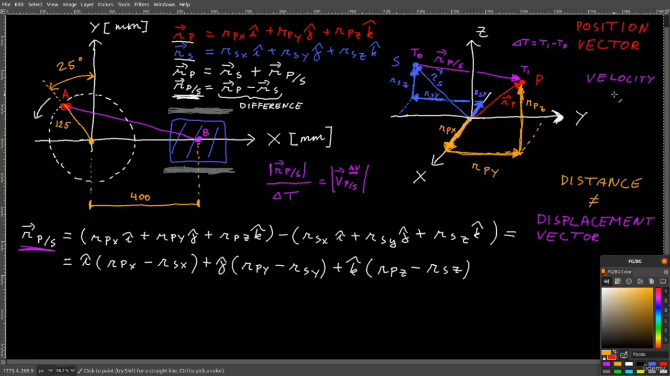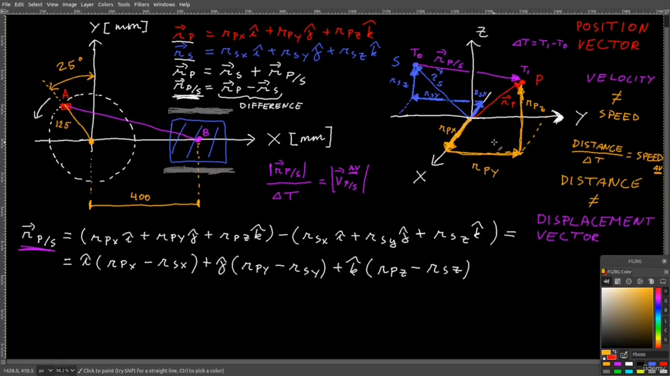But remember, velocity does not equal speed. Speed is a scalar quantity and velocity is a vector quantity. Speed simply shows you how fast you cover distance, which is also a scalar. So distance over delta t equals average speed.